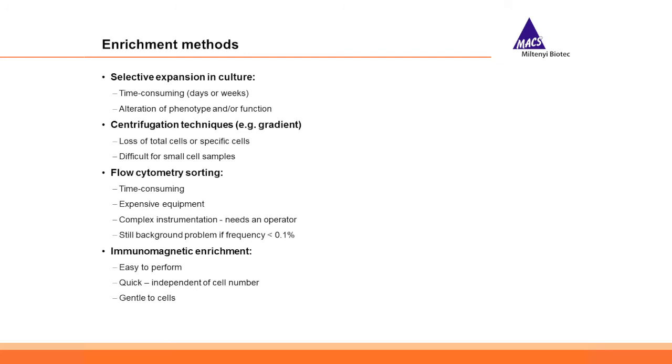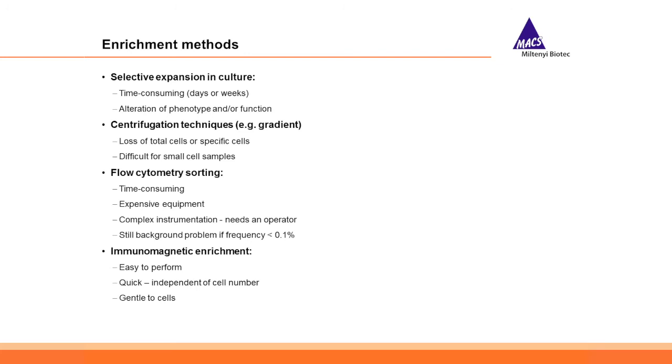So what we recommend for this purpose is immunomagnetic enrichment. It's easy to perform. Everyone can do it. You don't need an operator for that, and you can do it very quickly. It's independent of the cell number. It doesn't matter if you separate 1 times 10 to the 8, or 1 times 10 to the 9, or 1 times 10 to the 10 cells. It always takes the same time. So it's bulk enrichment. It's not single cell enrichment like flow sorting. And it's gentle to cells.